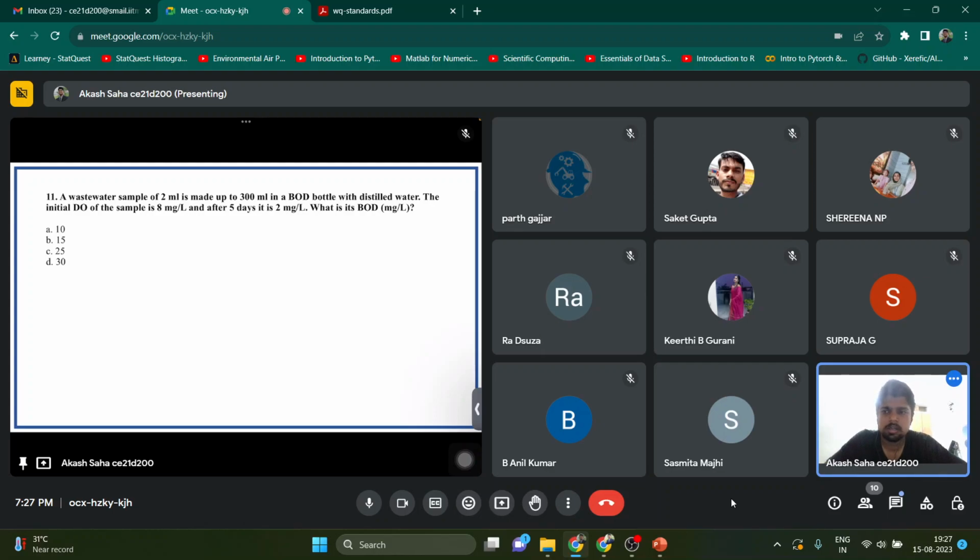So the question is: a wastewater sample of 2 milliliter is made up to 300 milliliter in a BOD bottle with distilled water. The initial DO of the sample is 8, and after 5 days it becomes 2 milligram per liter. So what is the BOD? It's a very simple question. Please try it out. Others also, please try to involve yourself. So the DO level is decreasing from 8 to 2 after 5 days, and we have 2 ml of the sample in 300 milliliter of BOD water. So what is the BOD?